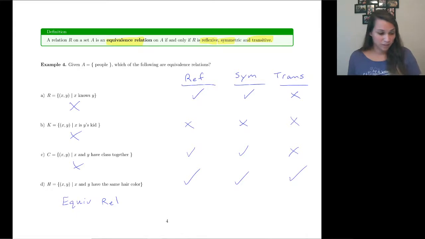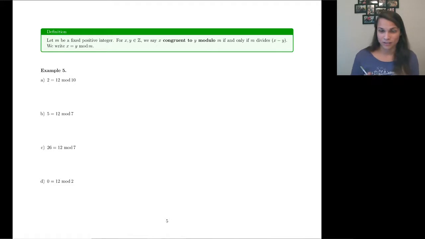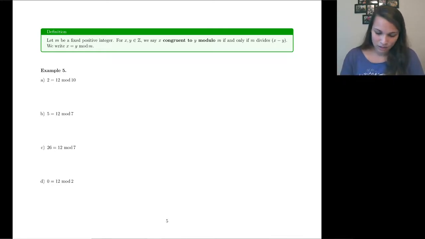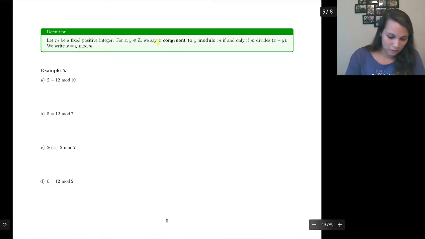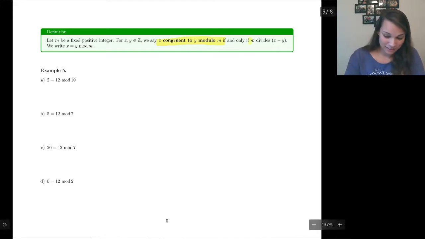So now that we have equivalence relation, we're going to discuss something mathy instead of just talking about people. So here's a new thing for us to talk about in math. We have not discussed congruent modulo stuff. We say that X is congruent to Y modulo M, which is a mouthful and I can't even say it, if M divides X minus Y.